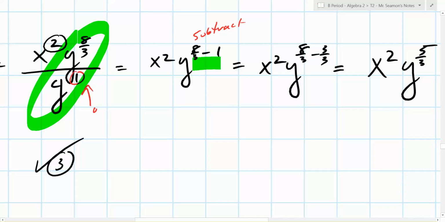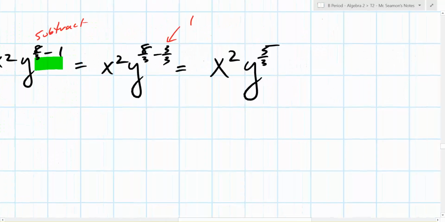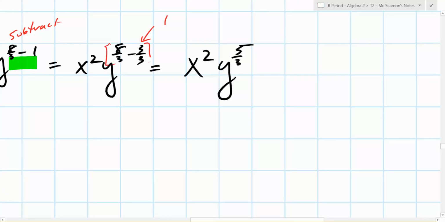It is 1, which is another way of writing that is 3 over 3. We needed a common denominator to subtract, so we're just doing the math up here. That's all that's left, and that's equal to 5 over 3. That's where it comes from. Now, are there any negative exponents? Nope. You're done. Totally done.